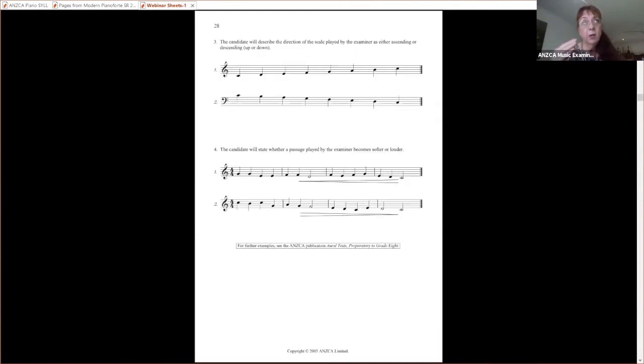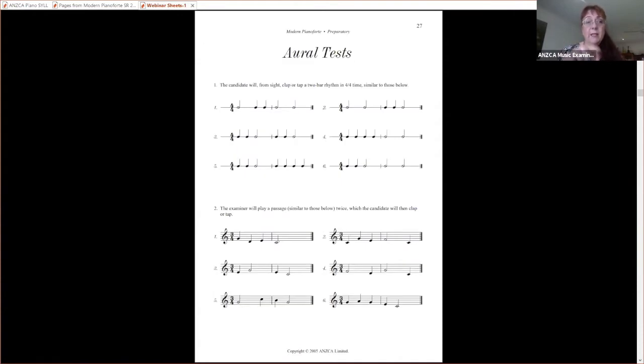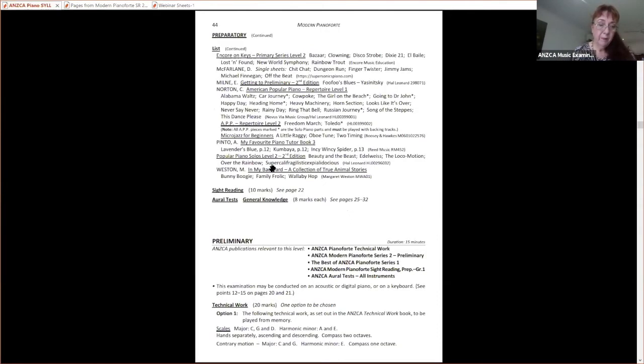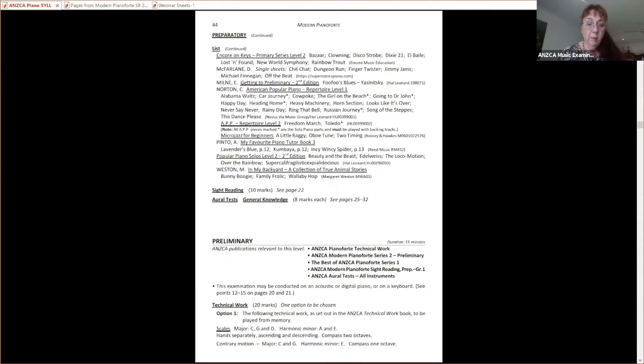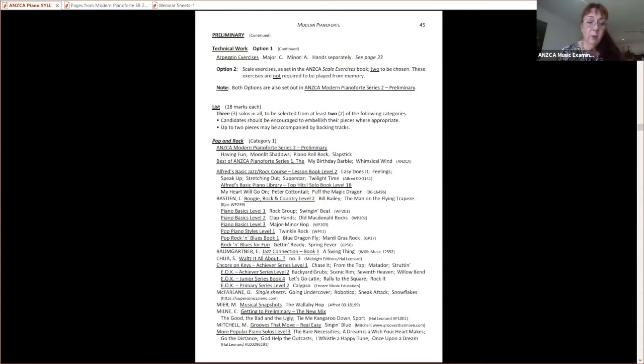Okay, now with the prelim, then it comes into categories. You've got pop and rock, you've got blues, and you've got boogie for prelim, and that will reflect in the book, and that reflects in the list as well. So if you go to page 44, it starts with the technical work and so forth, but on page 45, down it comes, it says list, and they're worth 18 marks each.